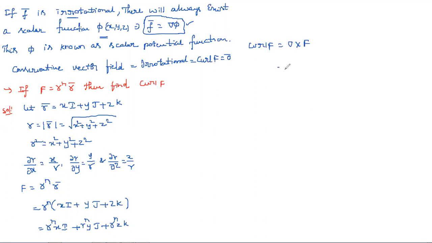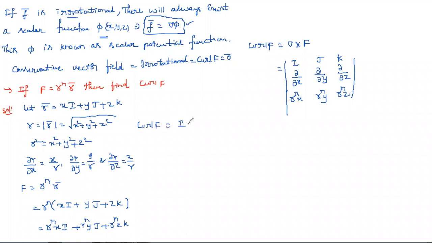So this is equal to the determinant of i, j, k, and del is nothing but the coefficient of i is ∂/∂x, j coefficient is ∂/∂y, and k coefficient is ∂/∂z. And f is nothing but, in that i coefficient, r^n x, r^n y, r^n z. So simply what we can write, curl f is equal to i into.